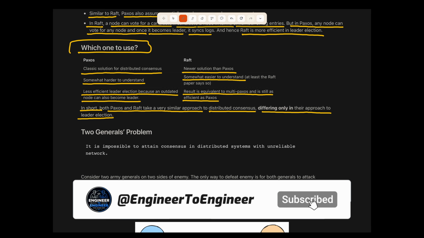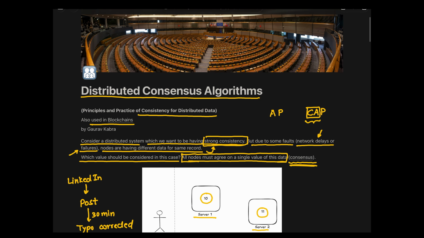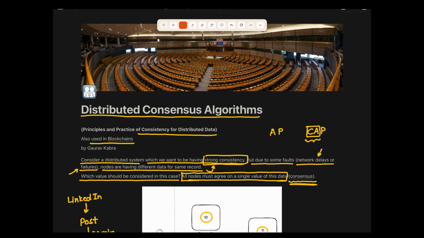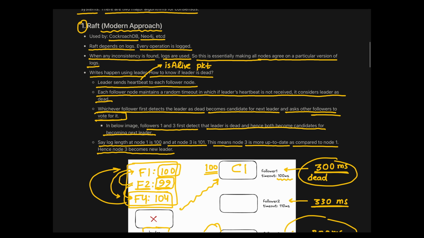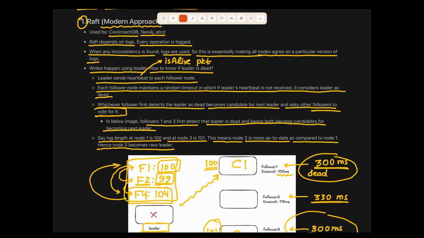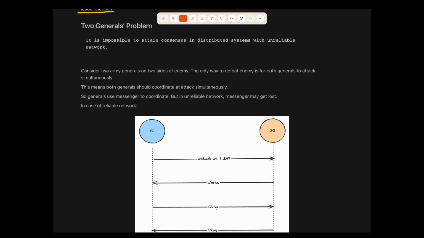So in this video, we discussed distributed consensus algorithms, how they ensure consistency for distributed data. They are also used in blockchains. We took a couple of examples and discussed the approaches like Raft and Paxos. In an upcoming video, we will be discussing two generals problem, FLP impossibility.